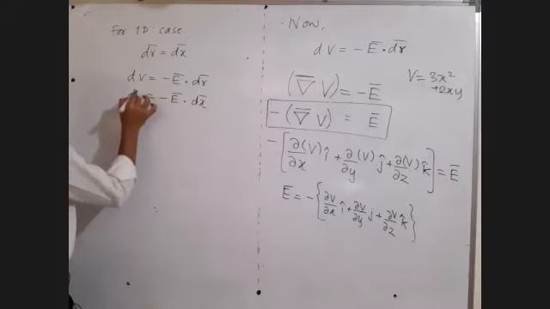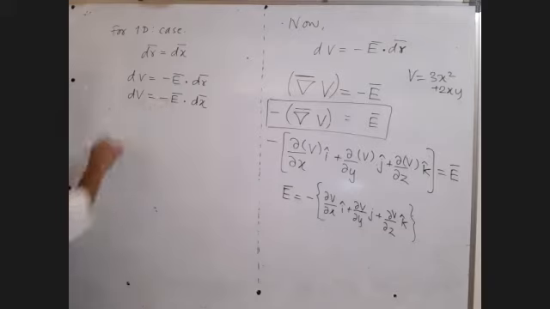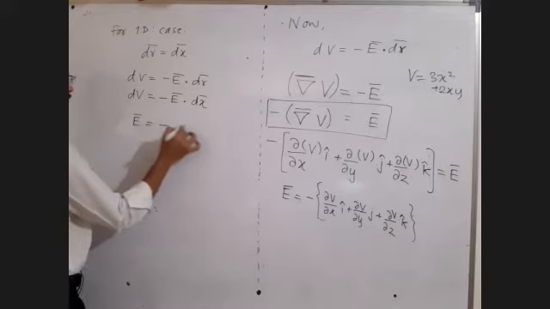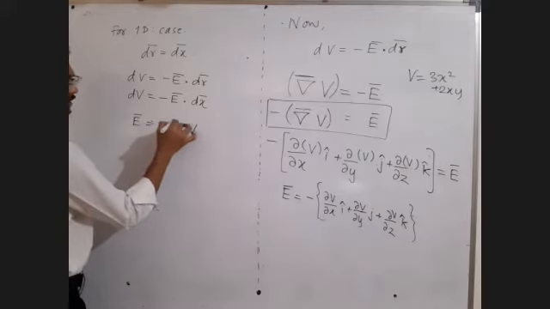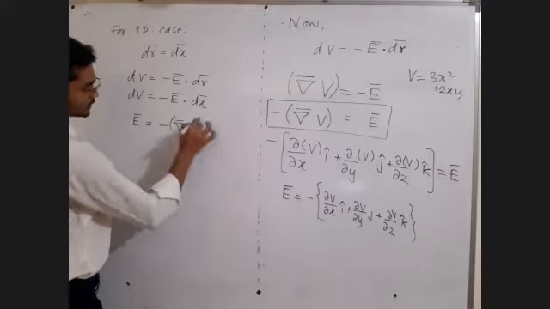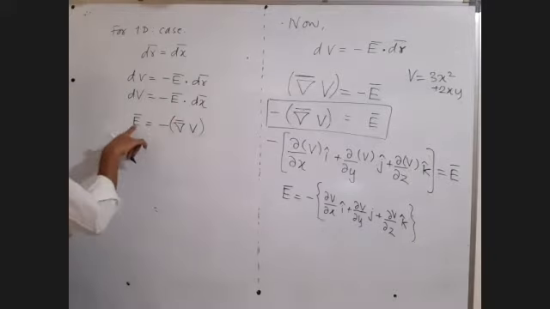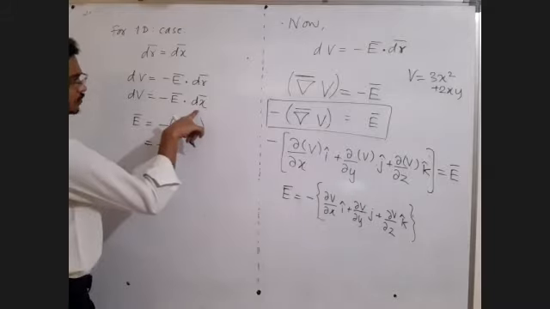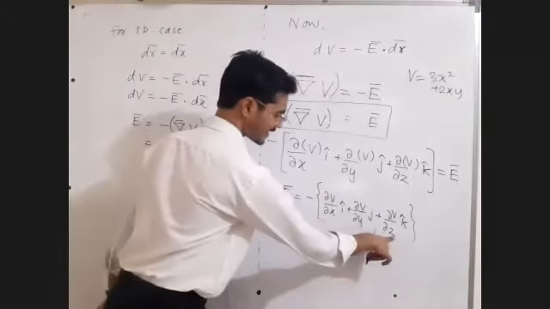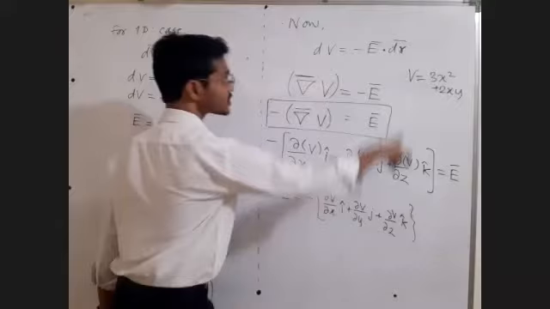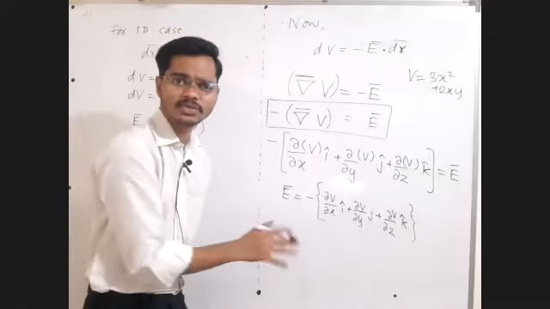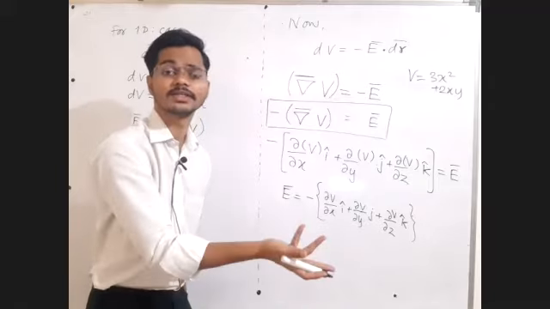So on the left hand side, what is the formula? The formula is electric field is equal to negative potential gradient. On the right hand side we have a vector, on the left hand side we have a vector. Derivatives with respect to x, y, z are not required. It's not a 3D displacement. It's a 1D displacement. So only x is required.